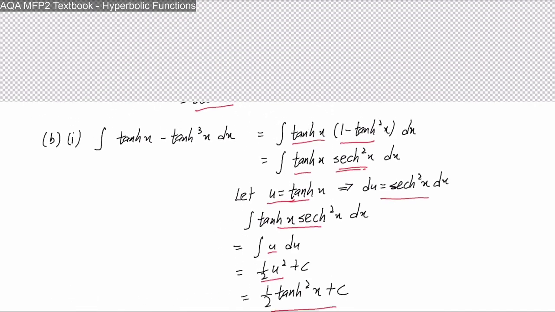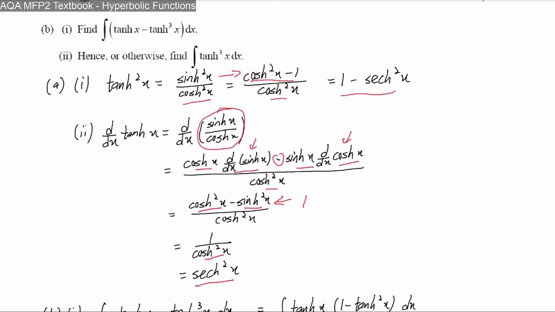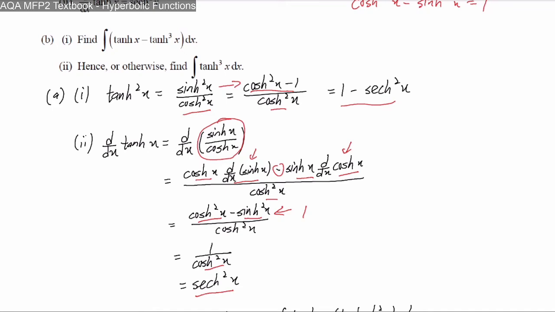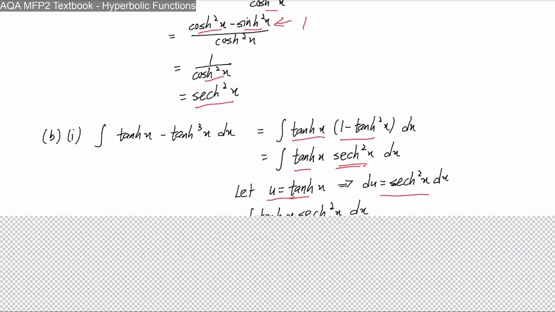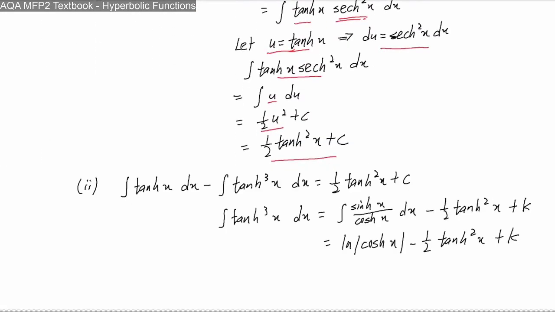So for the second part, the question asks us to integrate only the tan cube x. So what happened to this one is that we actually have to use the result in the first part. Because in the first part we have integrated the left hand side, which is this thing, and we already know the result. So now we only want to find the result for this one alone, which is to integrate tan cube x. So just do a little bit of rearranging.